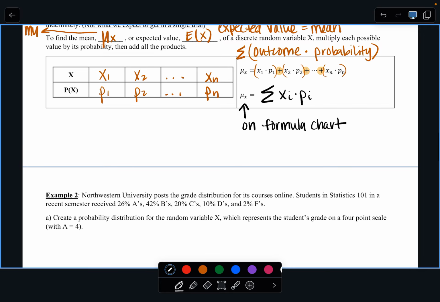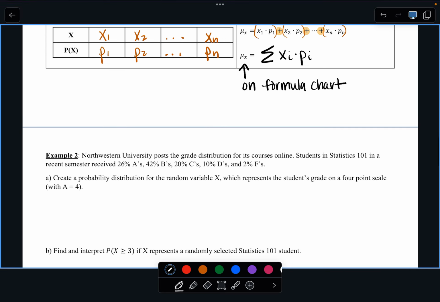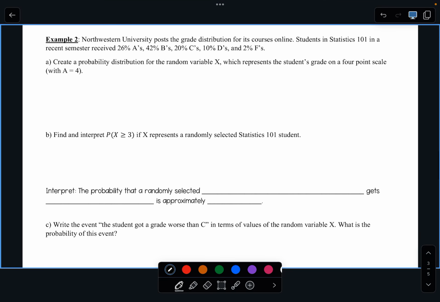Now let's go ahead and try one of these out. Northwestern University posts the grade distribution for its courses online. Students in Stats 101 got a distribution of grades from A to F. And the first question that I'm seeing is create a probability distribution. Yes, I know, it sounds weird. It's like, what do you mean? All they want, again, is a table organizing your outcomes and your probabilities.